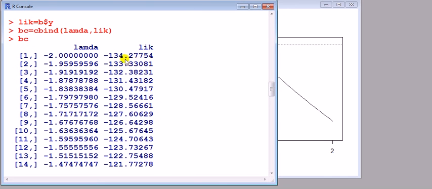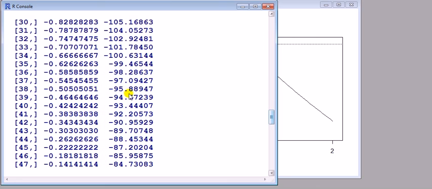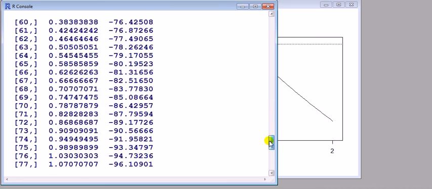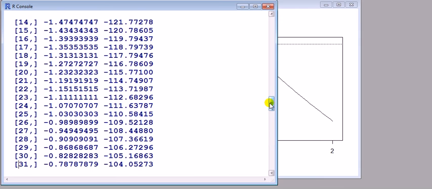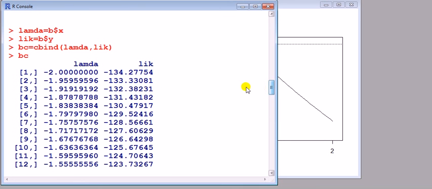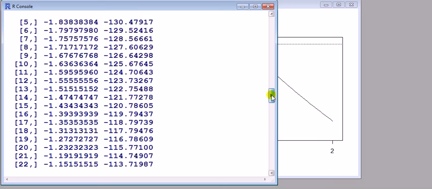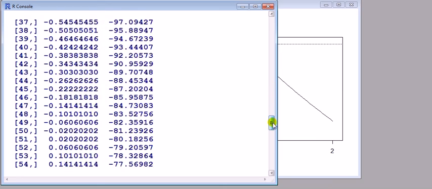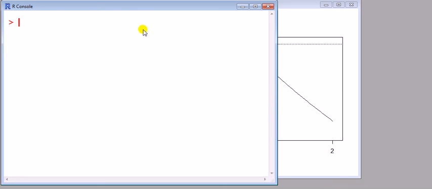Lambda and likelihood. But they are not in order. If you scroll down, you can see that the likelihood is not in any order. So it's best to order, because otherwise you're going to be searching around here for a figure of likelihood above -80 to find the associated lambda, aren't you? To do this, we use the order command.